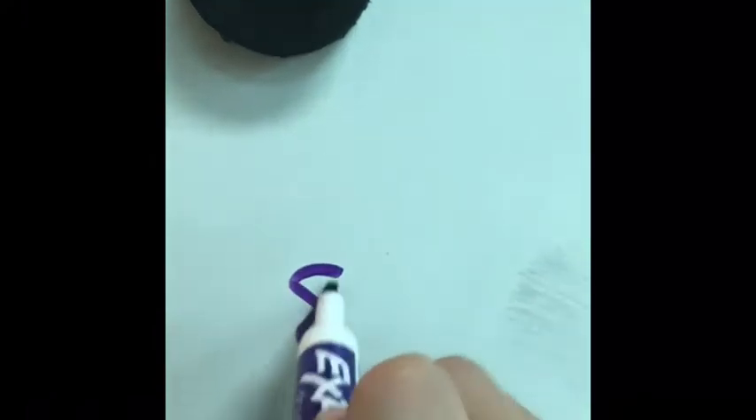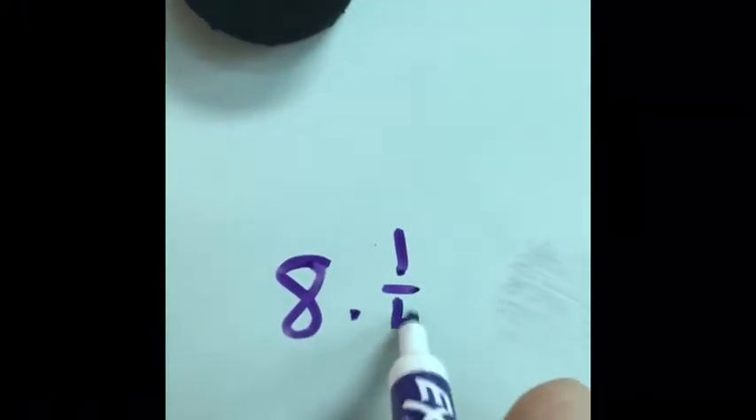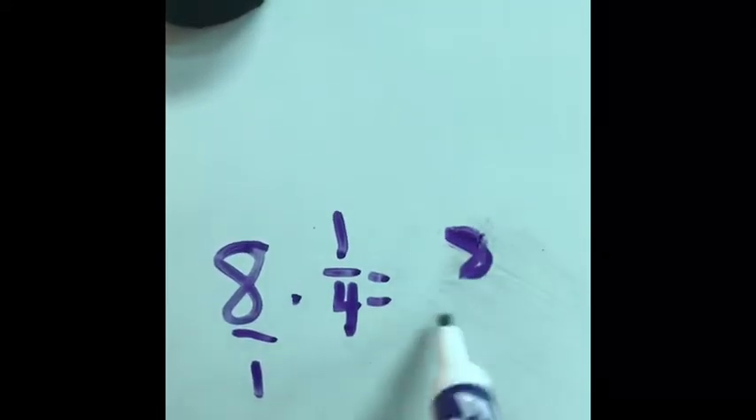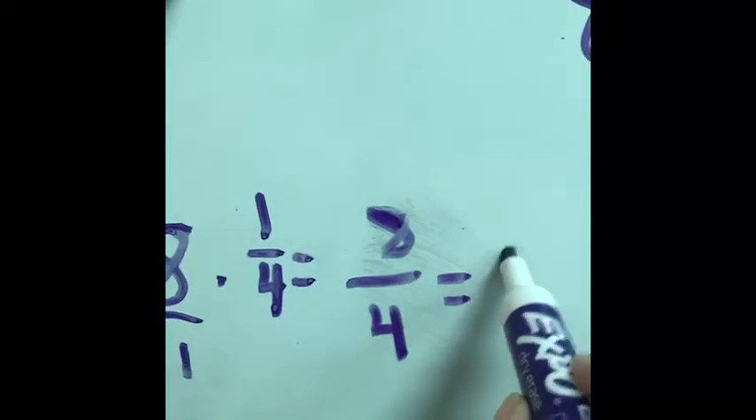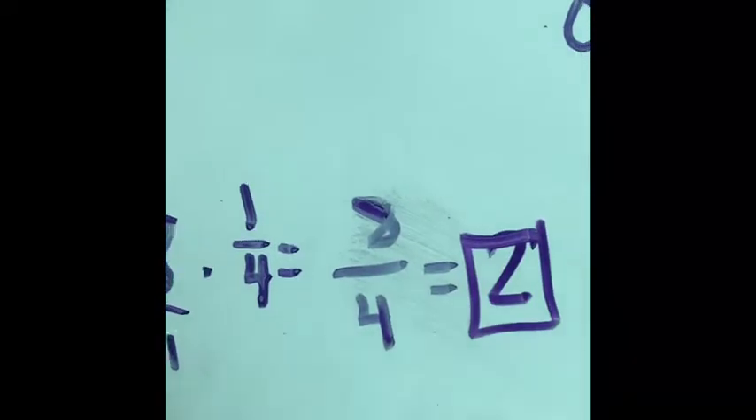So if I were to do that again and multiply 8 times 1/4, just to check my work, I know this goes over 1. If I multiply across the top and multiply across the bottom, I have an improper fraction and I can divide it to get a whole number of 2. So I'm multiplying times 1/4.